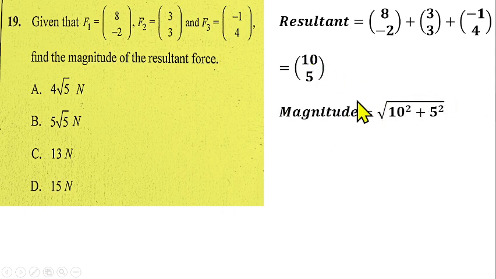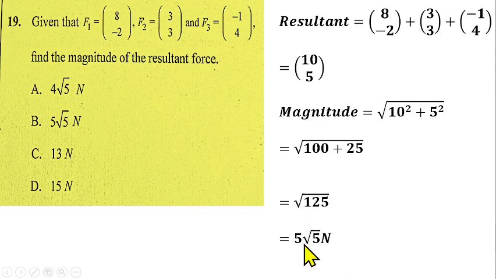That will be the square root of the square of each added together. So you have the square root of 10 squared plus the square of 5. So that should give us the square root of 100 plus 25. That gives us the square root of 125. And the square root of 125 should give us 5 root 5 Newton. So option B is the correct option for question number 19.